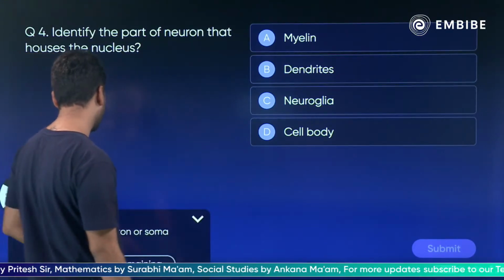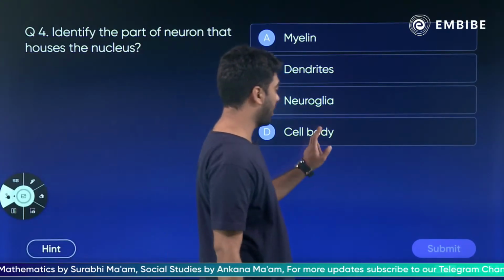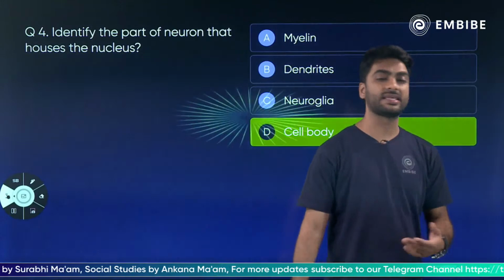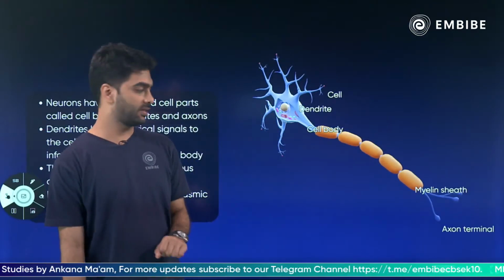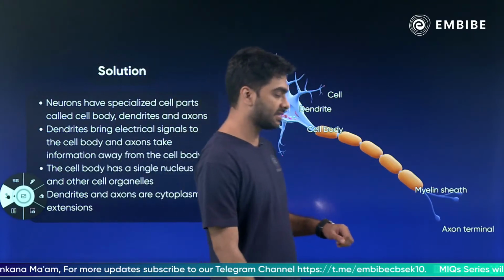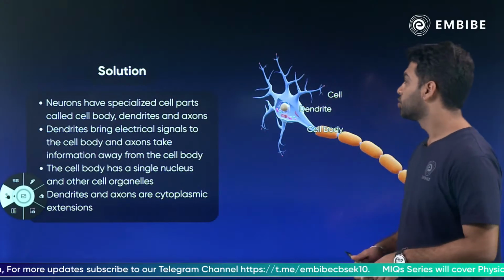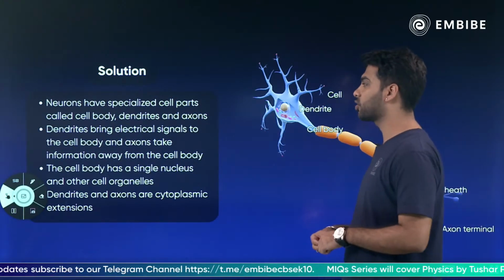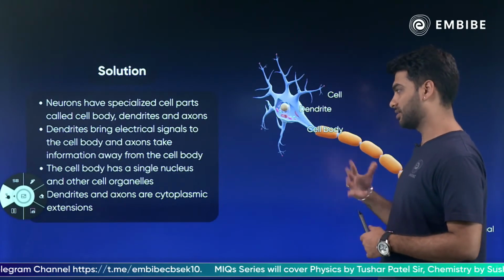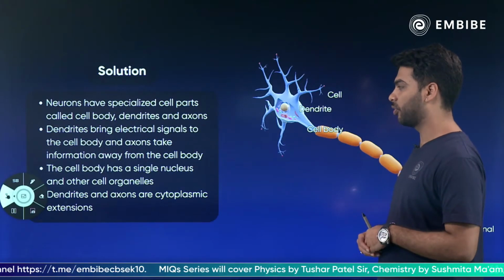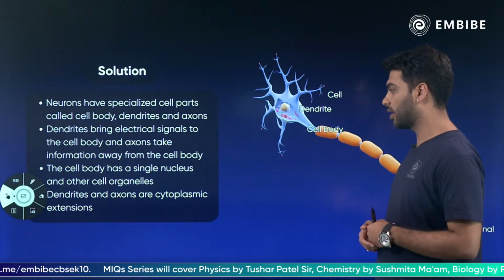Let us see the hint. They are also called cyton or soma. The answer is cell body. Absolutely correct. It is called cyton or cell body. So neurons have specialized cell parts called cell body, cyton, dendrites and axons. Dendrites bring the electrical signals to the cell body, and axons take it to the next one.